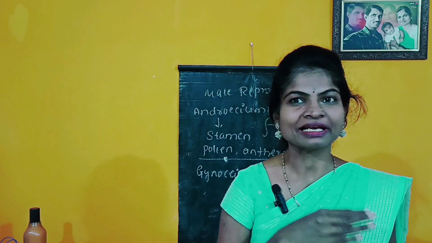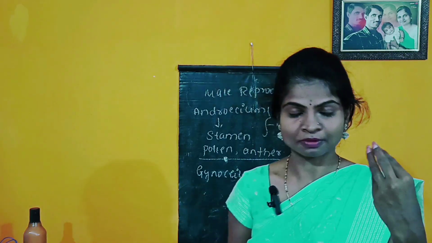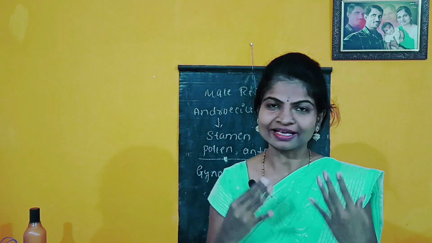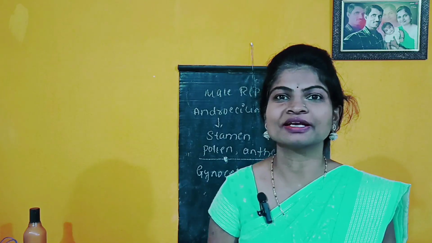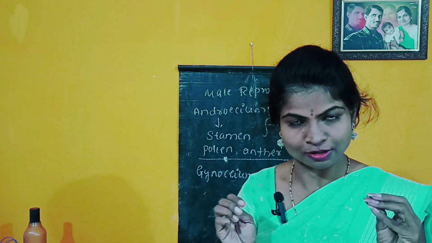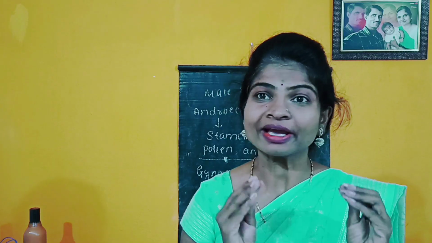The flower-producing plants undergo sexual reproduction, just as the male gamete and the female gamete, the male reproductive organ and the female reproductive organ, are present in the human body. Like that, the male reproductive organ as well as the female reproductive organ are also present in angiosperms, or flower-producing plants.